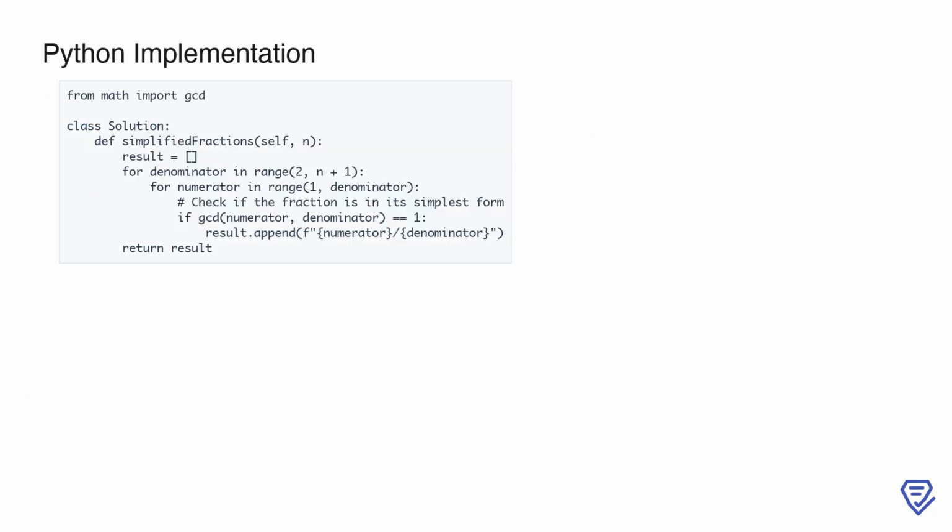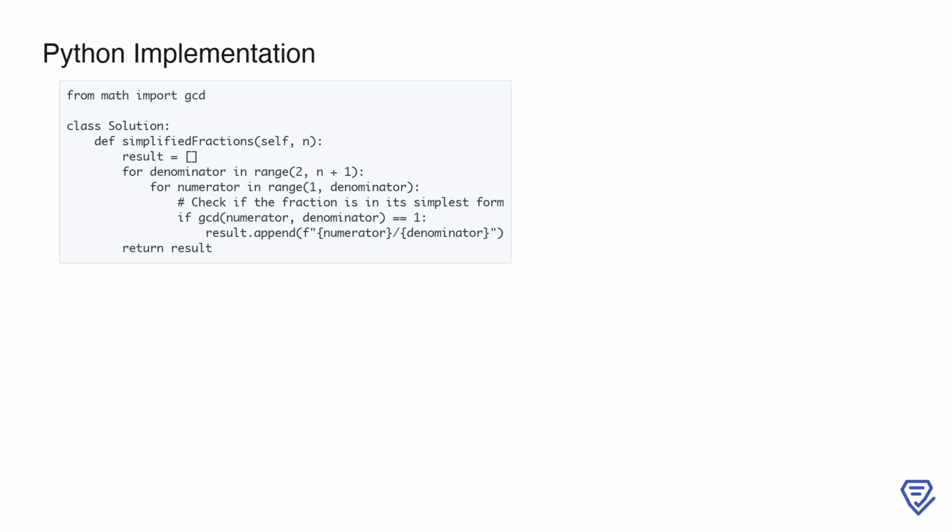The provided Python solution generates all simplified fractions between 0 and 1 for a given maximum denominator n. Here's the step-by-step explanation. 1. We begin by importing the GCD function from Python's math module. The GCD function is used to calculate the greatest common divisor of two numbers, which is essential for determining if a fraction is in its simplest form. 2. The simplified fractions function is defined with a single parameter, n, representing the maximum allowed value for the denominator. 3. An empty list, result, is initialized to store the simplified fractions as strings in the form numerator/denominator.